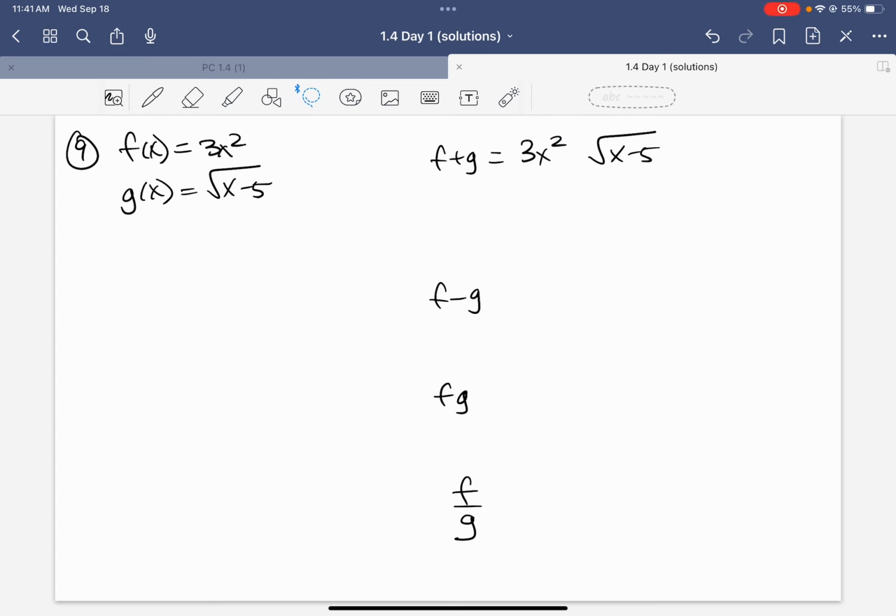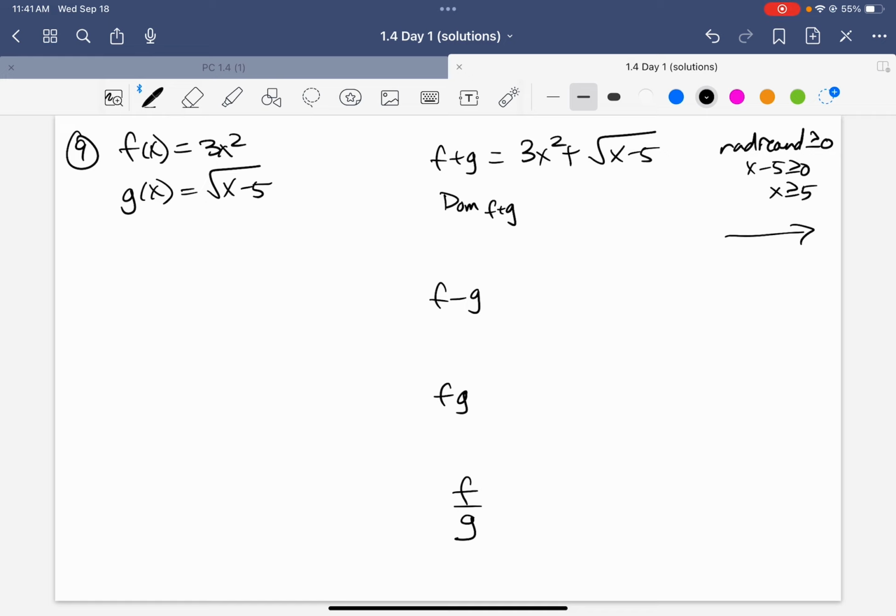So the first thing we're going to do is add them together, and that's really all you can do is just add them like this. I think it's pretty clear that for the domain of f plus g, the only really bad part is going to be this, where I want the radicand, the thing under the radical, to be greater than or equal to 0. So that means x must be greater than or equal to 5. That means you can be 5 or greater, so the domain is going to be 5 to infinity, including 5.